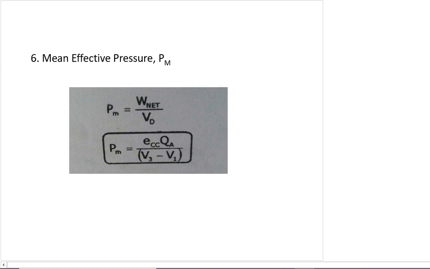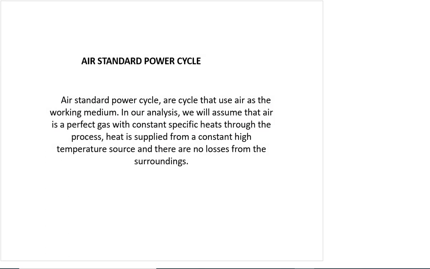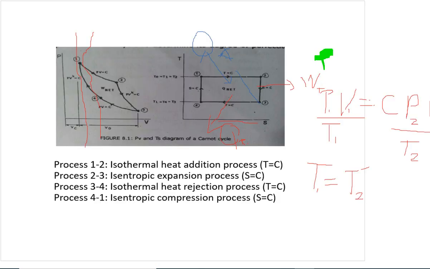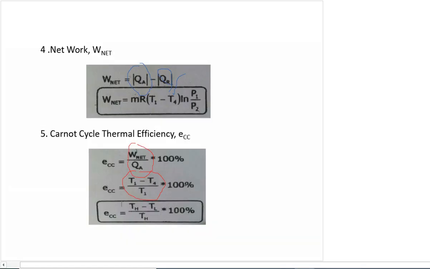So, saan yung V3 natin? Yung V3 natin, ayan. Ito po yung V3 natin. Ito. Minus V1. Okay, yung nasa pag-compress at saka nasa pag-expand. So, V3 minus V1. Yan po yung mean effective pressure natin.